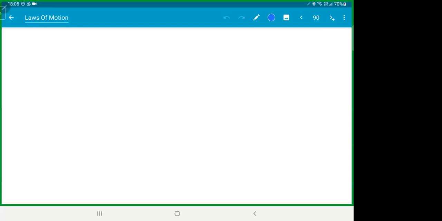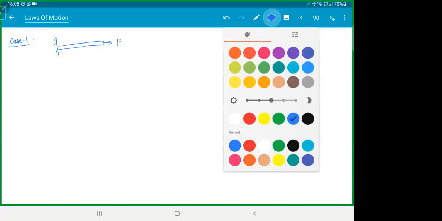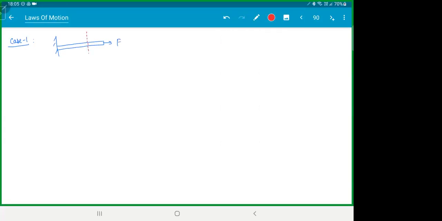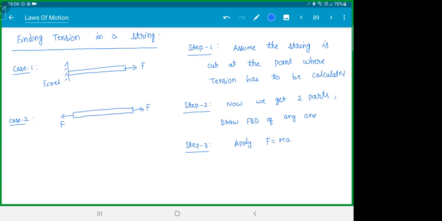So let's look at case 1. Case 1, you have a wall. You're applying a force F. I want to find the tension somewhere in the middle. So I'll cut it here. So I'll get the right part, I'll get the left part. I'll choose any one, I'll choose the right part. So this is force F, this is tension. Remember, strings always pull. Acceleration is 0. Therefore, I get F is equal to T. Straightforward, makes sense. Right? Clear?